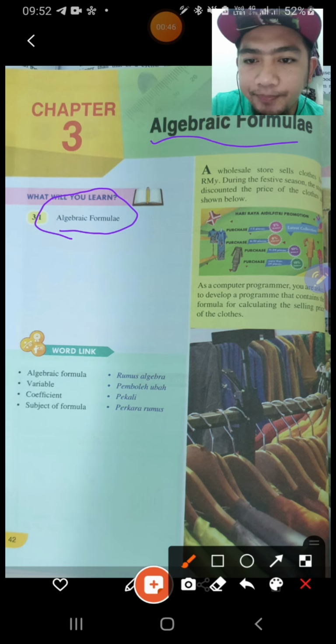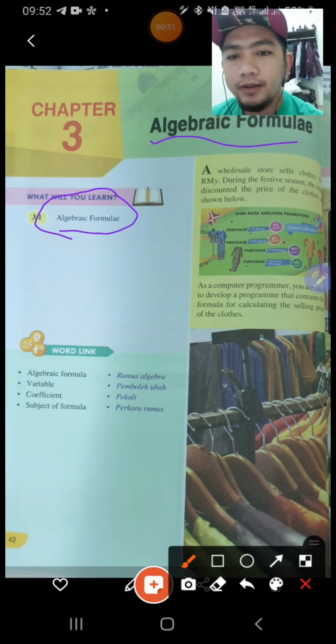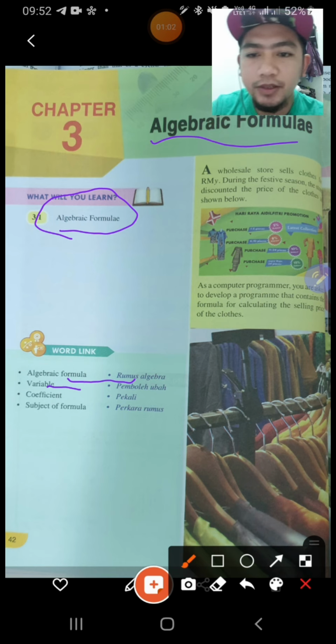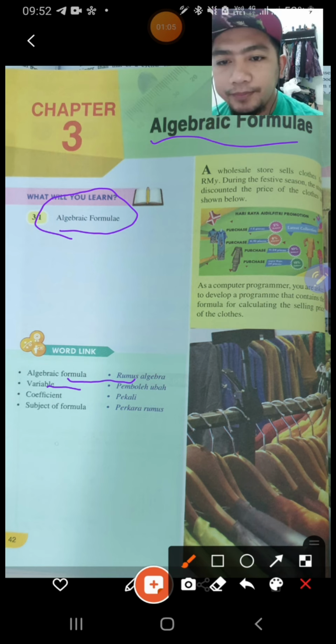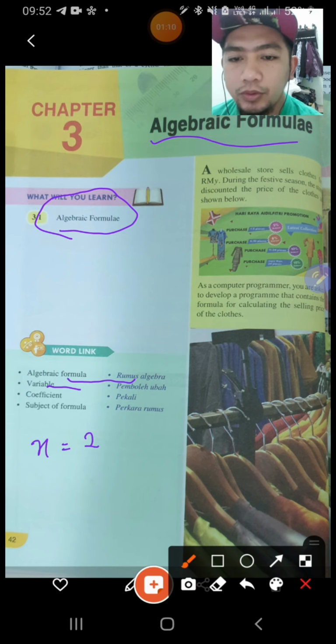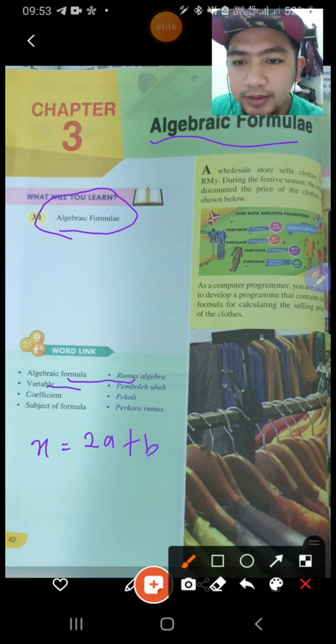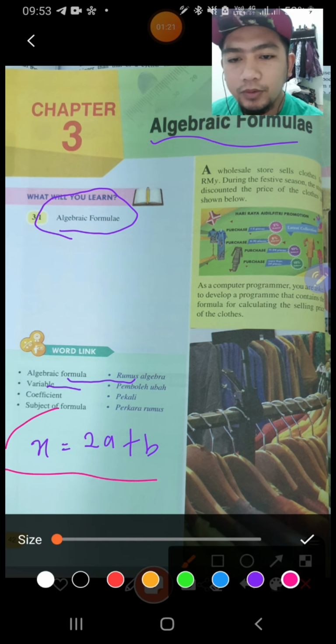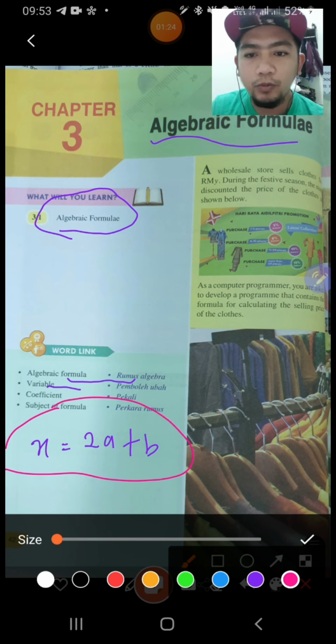In this topic there are 4 terms that we usually use. The first one is algebraic formula, the second one is variable, third one is coefficient, and the last one is subject of formula. Let's say x equal to 2a plus b. So which one we call it as algebraic formula? This all we call it as algebraic formula.